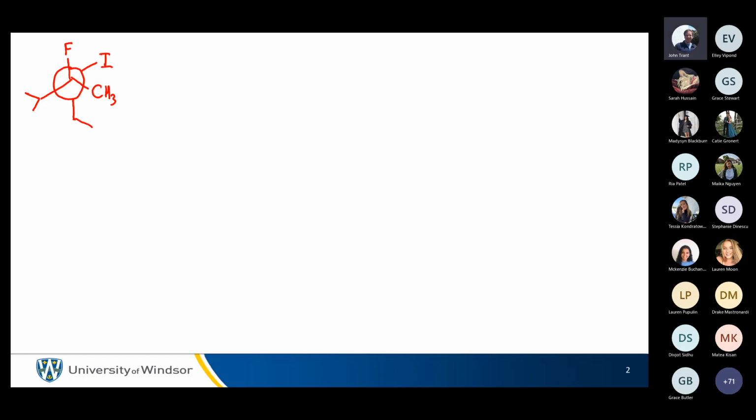Let's say you had a question like this. And the question was, let's say it was a three-parter. Part one, draw this in the most stable Newman projection. Part two, draw this as a line angle formula. And part three, name the compound, including stereochemistry.